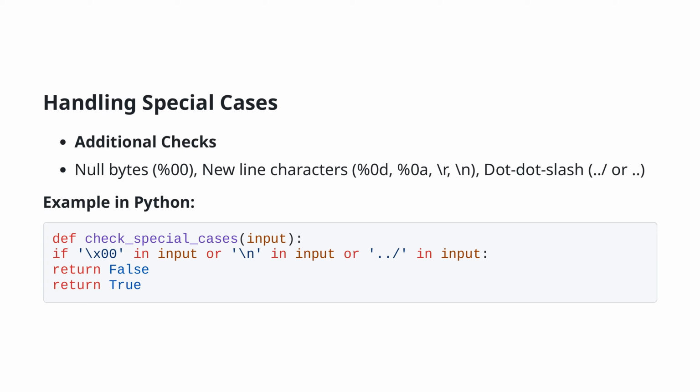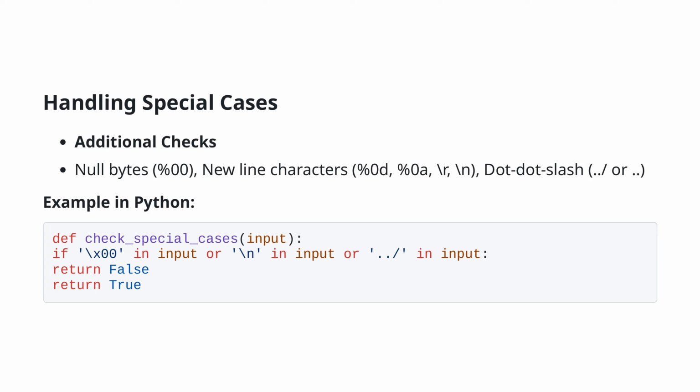For example, in Python, you can create a function, check_special_cases, to validate the input. Python: def check_special_cases(input): if '\x00' in input or '\n' in input or '../' in input: return False; return True. This function checks for the presence of null bytes, new line characters, or sequences that could lead to directory traversal attacks like ../. If any of these are found in the input, the function returns false, indicating potentially unsafe input. Otherwise, it returns true. Integrating these additional checks helps in safeguarding your application against a broader set of input-based attacks, ensuring better overall security.